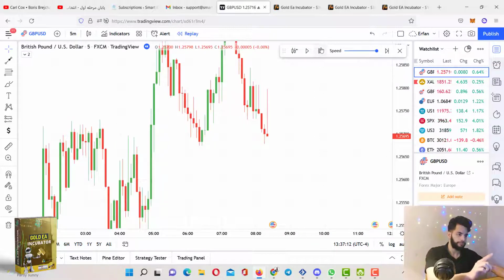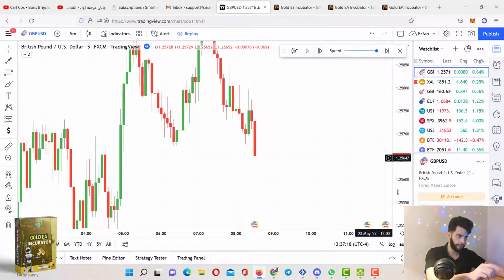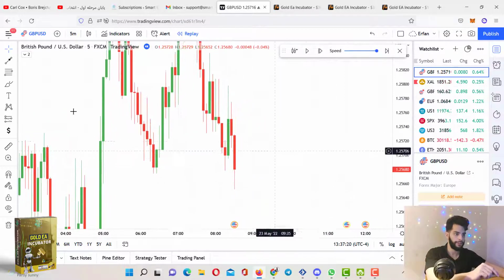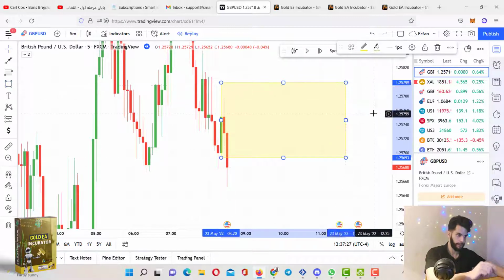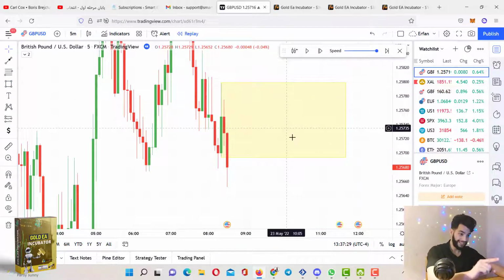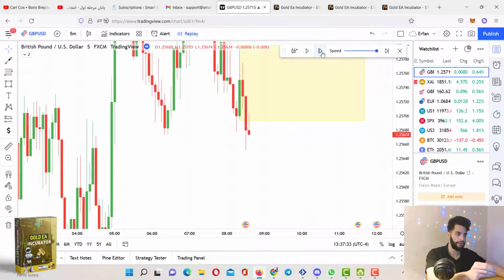So I noticed that we had this gap right here because of this candle right here. See, when this candle dropped, I noticed that we have a high probability supply zone here, from here to here. But this gap got filled in really quickly.